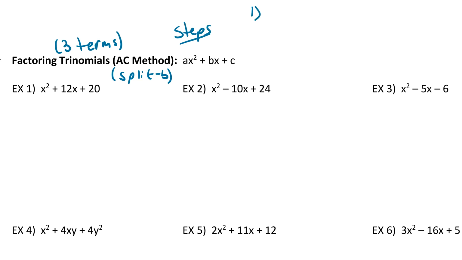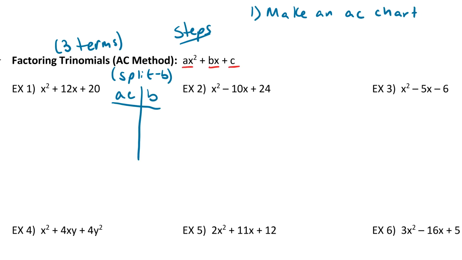The first step is going to be making an AC chart. So an AC chart looks like this. It's going to have A and C, they're multiplied on one side. It's going to have B on the other. These A, B, and C are coming from this right here, so ax squared plus bx plus c. That just means that the a is going to be with the x squared, the b is going to be with just the x, and c is going to be the number at the end.